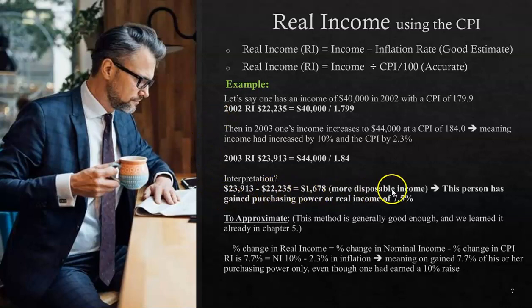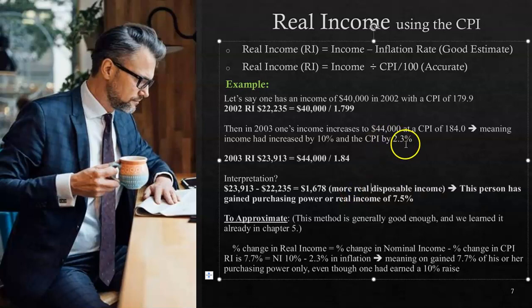We have a real disposable income that has increased by 1,678. I'm going to add the word "real" right now because this is a very important word to have. This person has gained purchasing power, or real income, of 7.5%, right? This is the accurate calculation.